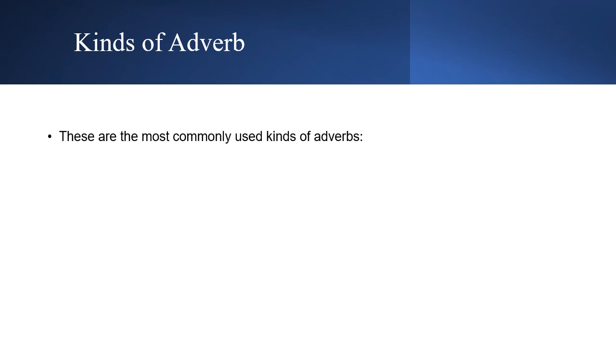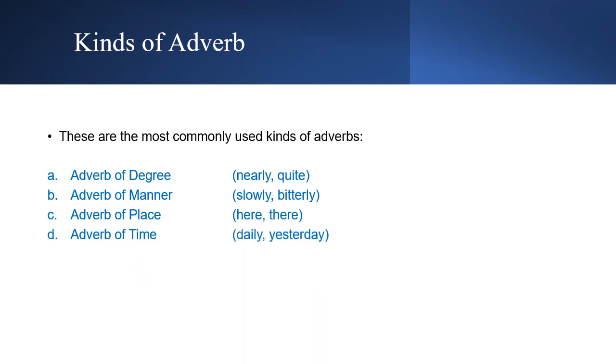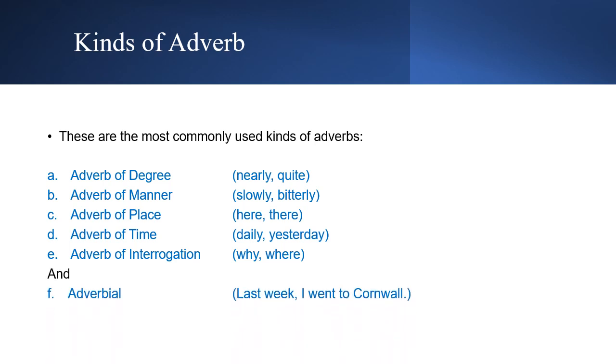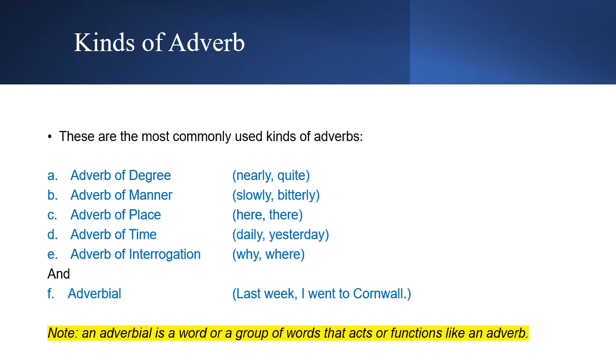Kinds of adverbs. These are the most commonly used kinds of adverbs. Number one is adverb of degree, which is nearly, quite; then adverb of manner, and adverb of place. These are some of the most commonly used adverbs. Adverb of time as well, adverb of interrogation and adverbial. Let me now explain things to you. I will come back to adverbial in a minute.